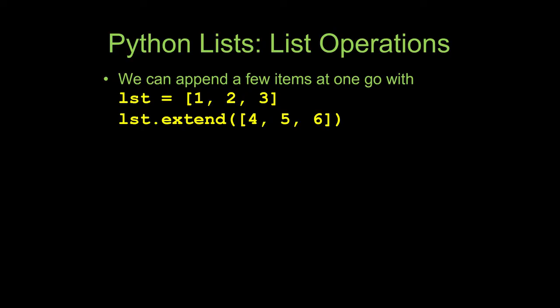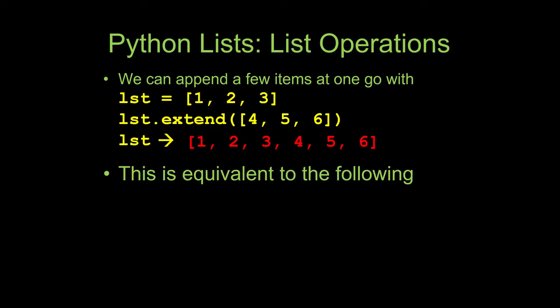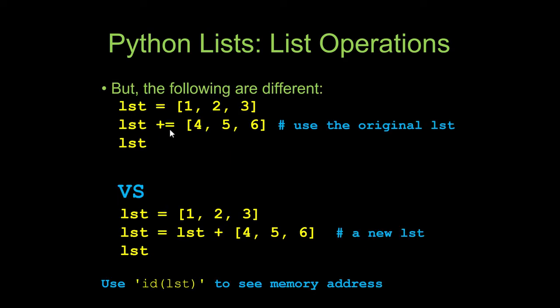We put all items in a sequence to get the original 1, 2, 3 extended with 4, 5 and 6. This is equivalent to saying the list is added with another list 4, 5, 6 to get 1 to 6. But do note that the += operation is different from list concatenation. Although the results in both cases are the same, the list in the first case remains at the same location as the original, while the list in the second case is now at a different location.